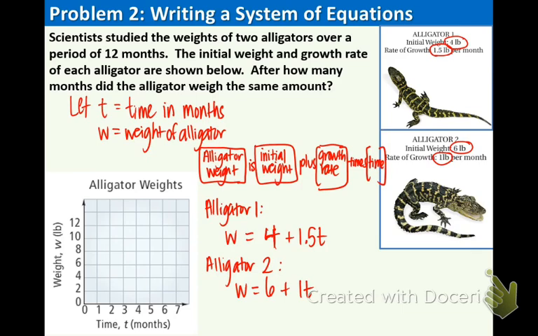The first equation has a slope of 1.5, also known as 3 over 2, if that helps you, rise over run, and the b is 4, whereas alligator 2 has a slope of 1, which is nice and easy, 1 over 1, and the b is 6. So let's plot those. I'm going to do alligator 1 in red and alligator 2 in blue. So alligator 1 starts at 4 and goes up 1.5, or you can go up 3 over 2.